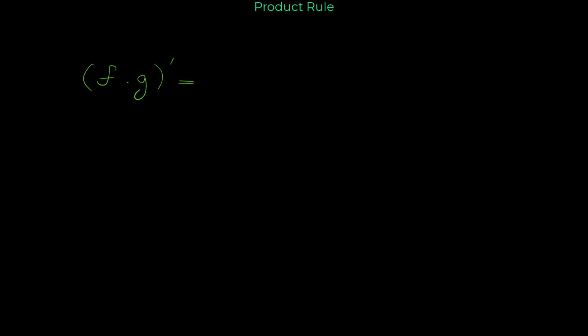So f and g here are two functions. If we want to find the derivative of f times g, simply we have to find the derivative of f, only the derivative of f, and then multiply it by g, plus write the first function f and multiply it by the derivative of the second function. And this is the product rule. So the derivative of f times g equals f prime times g plus f times g prime.